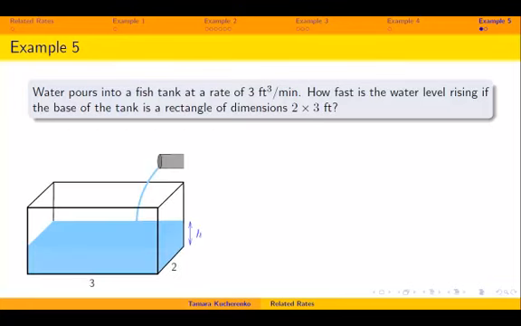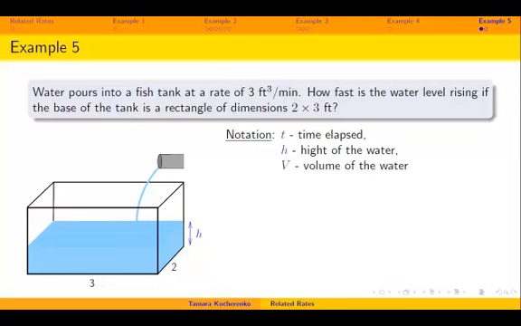The picture shows the fish tank with a rectangular bottom, and we denote by h the height of the water at time t. We recognize that the rate at which the water pours into the tank is the derivative of water volume with respect to time. Therefore, let V be the volume of the water in the tank at time t. We are given that the derivative of V with respect to t is 3 cubic feet per minute. We need to find dh dt.